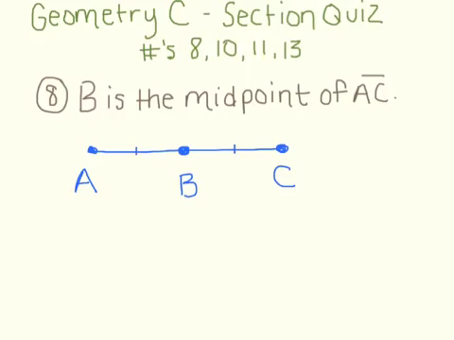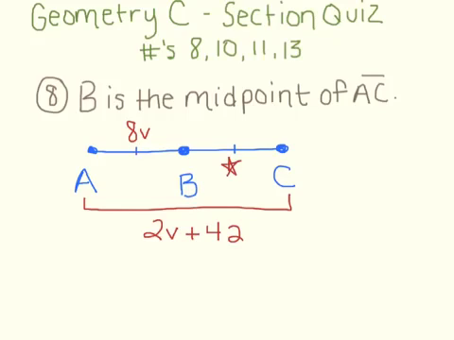So then it tells me that AB is equal to 8V. Now that does not mean V equals 8. 8V means 8 times some number I don't know. And then it tells me that AC, so the entire thing, is 2V plus 42. And it wants you to find this length.